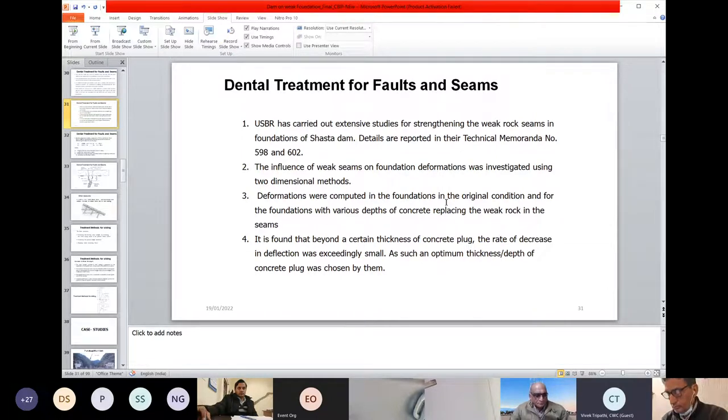USBR investigated the influence of weak seams on the foundation deformation using a two-dimensional method. And it is found that beyond a certain thickness of the concrete plug, when we fill by the concrete, the rate of decrease in the deflection was exceedingly small. So we are interested up to that depth where the influence of stress in the foundation is negligible. So we go up to that depth for the treatment, because it is very difficult to scoop out all the weak material from the foundation.